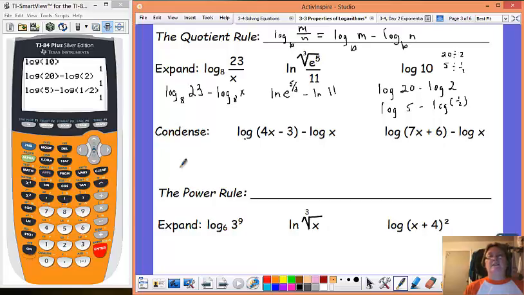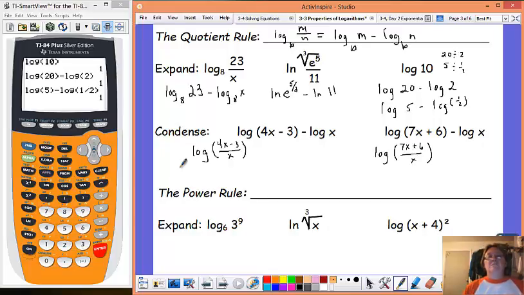Here's the condense part, and condense just means you're shrinking. So instead of showing the difference, we're going to show a fraction here. That one on the left would be log of 4x minus 3 over x. Right? It was in its expanded form of subtraction. It condenses to a division. You try this one. Yeah, just like the other, we showed a subtraction, we shrink or condense to a division.